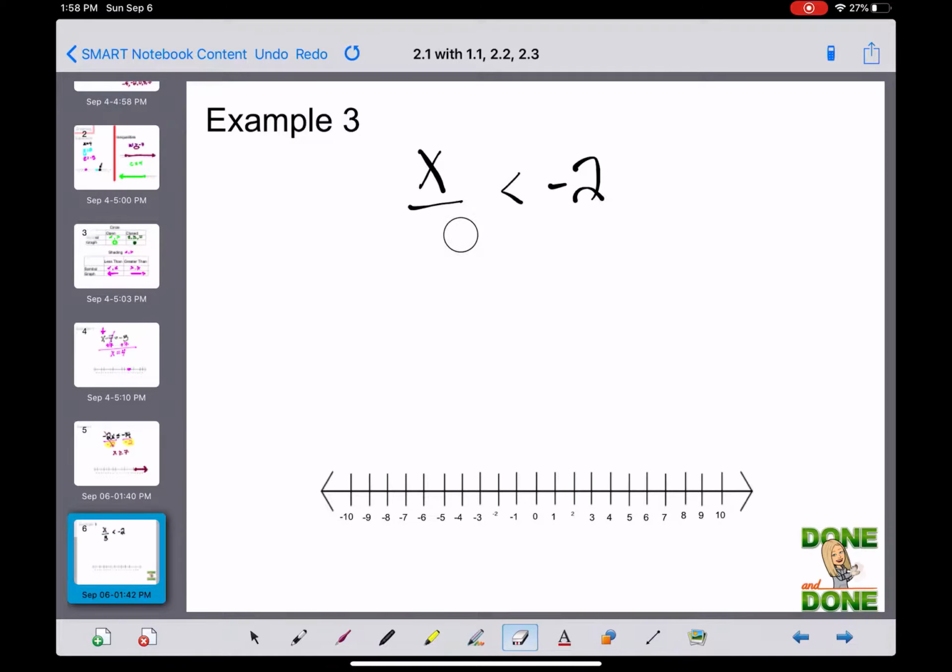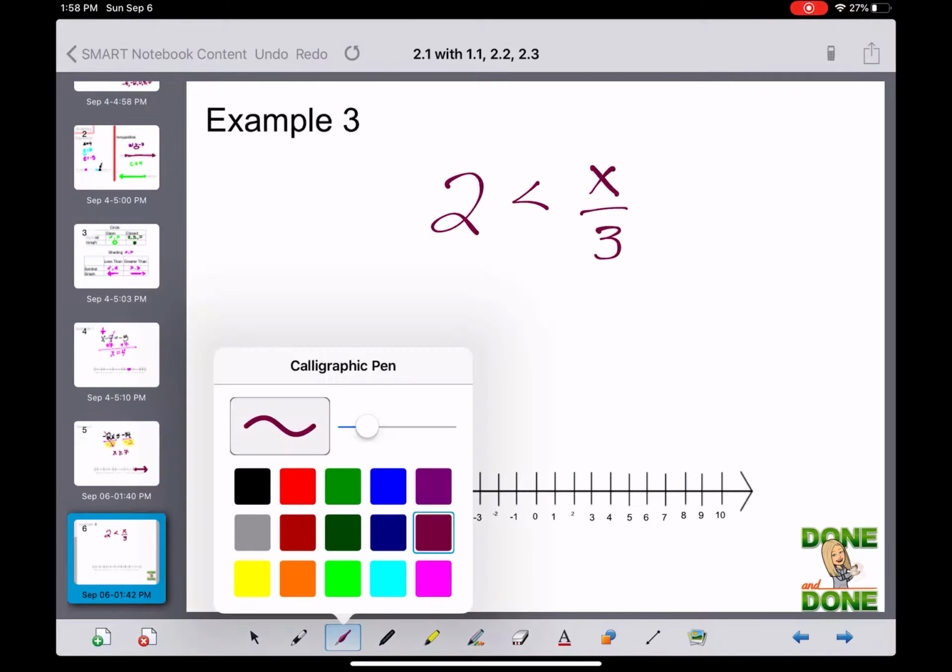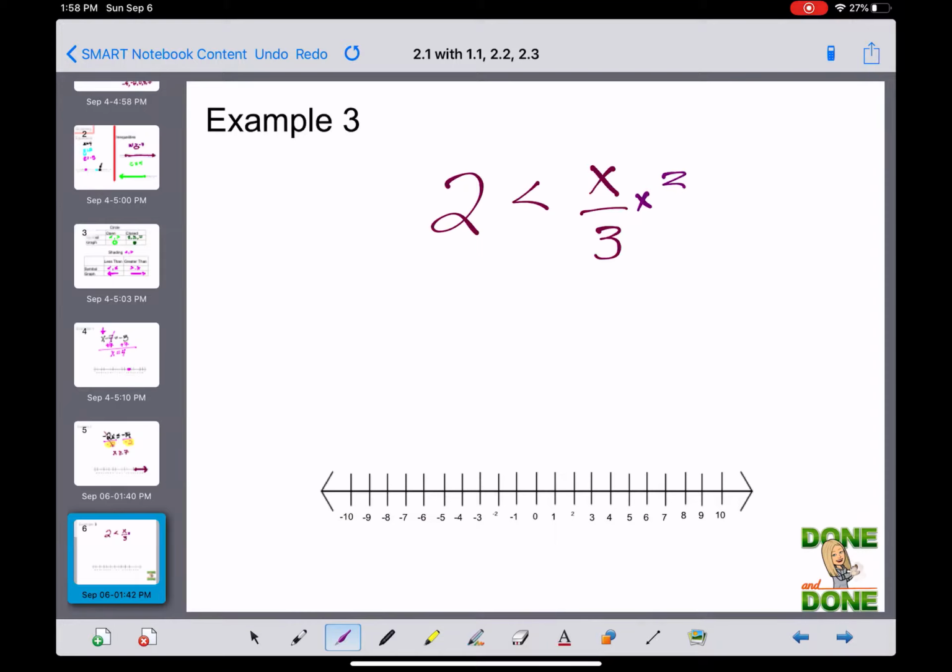Let's just flip this around so we have a different viewpoint. So I'm going to have 2 is less than x divided by 3. Remember, this fraction bar is division, so we're going to do the opposite, use the inverse operation, and multiply. So I'm going to multiply both sides by 3. 2 times 3 is 6. My inequality does not need to flip because I multiplied by a positive number. So 6 is less than x.